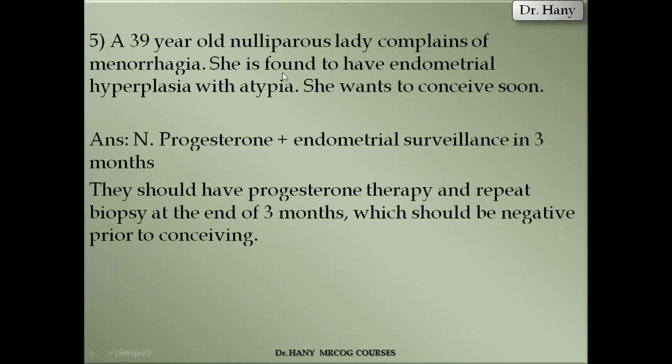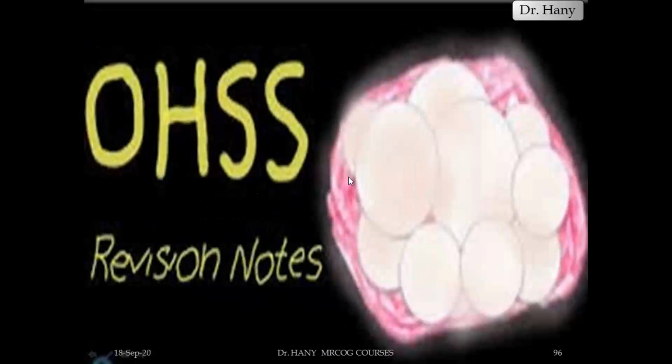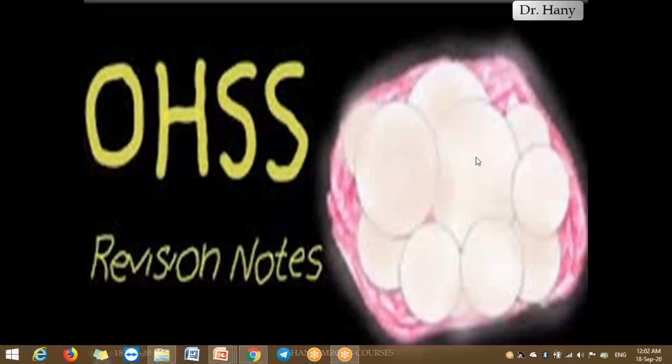My last question, doctor: if she is after 6 months, she will need the ovarian hyperstimulation syndrome. Actually, the RCOG likes the ovarian hyperstimulation guideline. Actually, they are obsessed about it. They like it so much. So you should know this by heart. I will give you the clues.